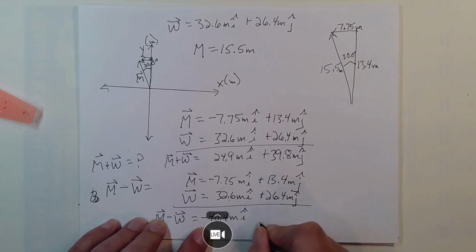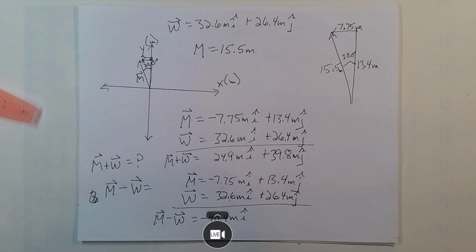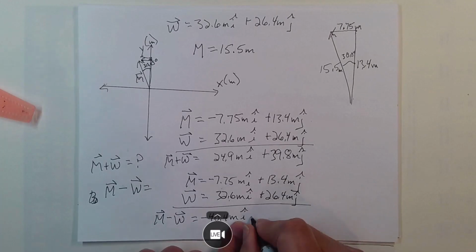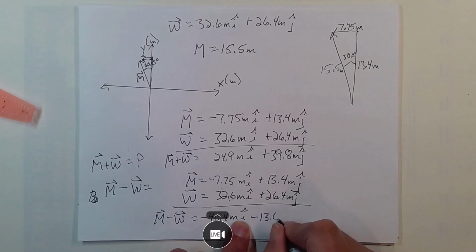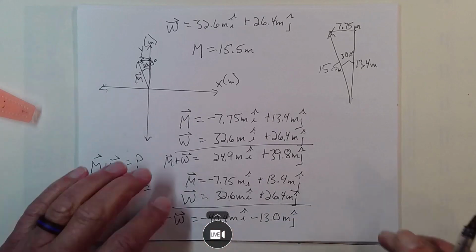in the i-hat direction. 13.4 minus 26.4 I think is probably going to be minus 13, but I'm going to check it. Yep, it's minus 13, minus 13.0 meters in the j-hat direction. That's what that vector is.